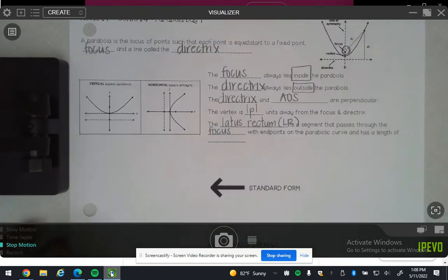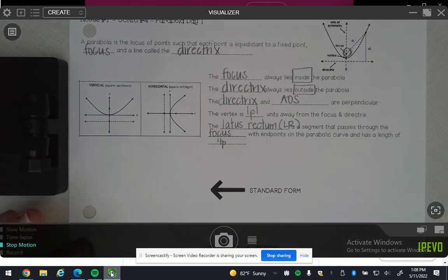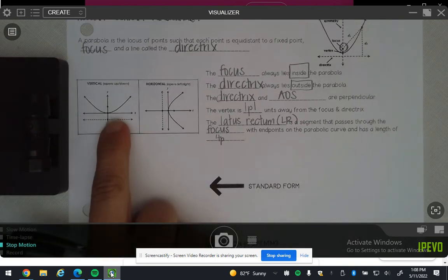That goes for the focus. So your LR is going to go through your focus. That's going to be important tomorrow especially. Your LR is going to go through your focus, and it has a length of 4p. Also really important. 4p.